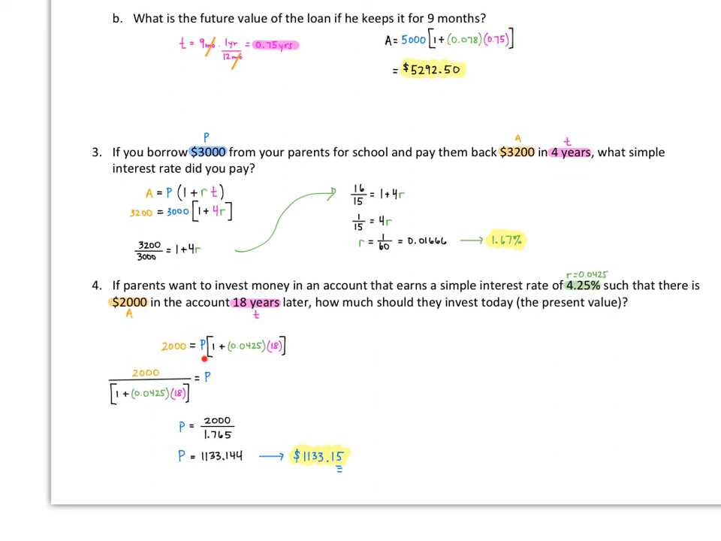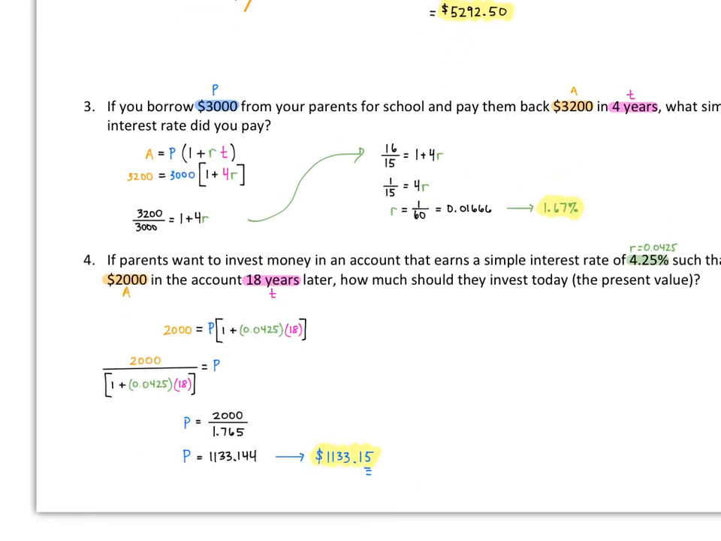What we need to initially invest, times our formula, 1 plus R times T. So to get P by itself, we're simply going to divide by this entire quantity. So we can throw that onto our calculator, and this comes out to be 1.765, and now we just take 2,000 divided by that, okay?